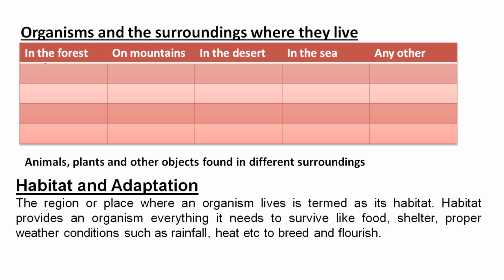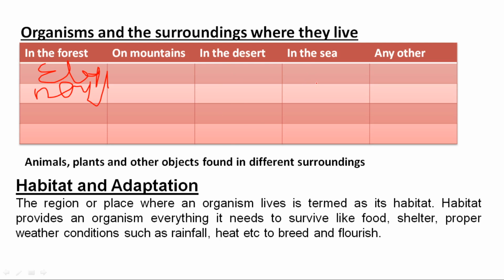In a forest, you can see elephant. You can write as many organisms as you can. In a forest you can find elephant, lion, tiger, deer, etc. Then in the mountains you can find yak, sheep, goat, leopard. In a desert you can find desert snake, camel, some lizards. Even some desert plants are there, cactus.